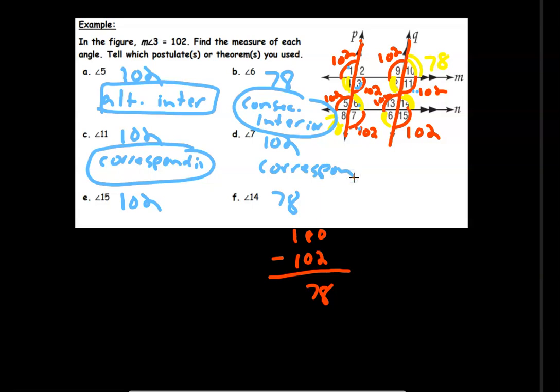And that's where I'm going to stop. Well, I can't stop there. Angle 15 is 102 because it's corresponding to angle 7, which we just said was congruent to angle 3. And angle 14 is supplementary, or a linear pair, with angle 15. Anyway, that's all I have. Good luck.